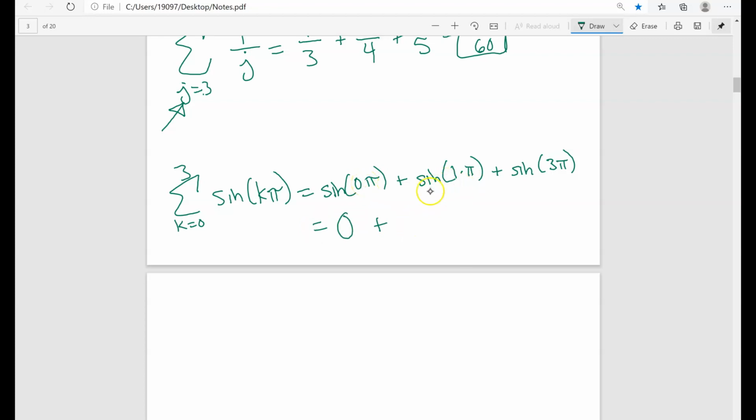The sine of pi also gives me 0. The sine of 3 pi is also going to give me 0. So all of this is going to give me 0. I'm just adding a whole bunch of zeros. If I maybe changed this to k over 2, it would have probably changed things up.